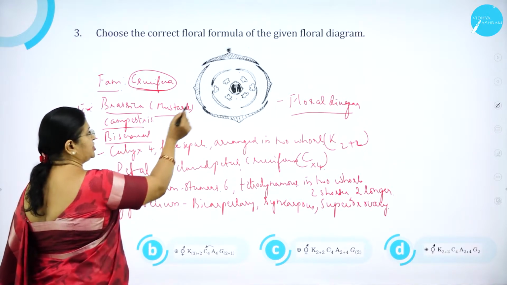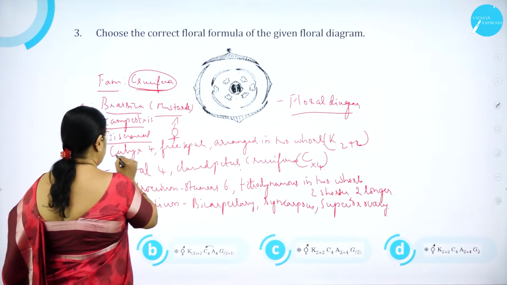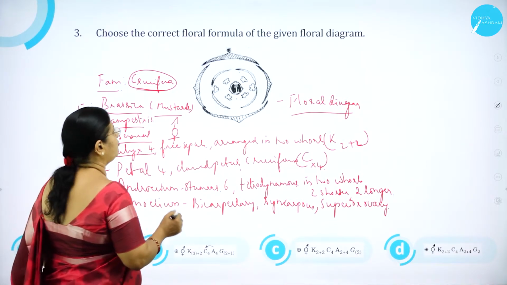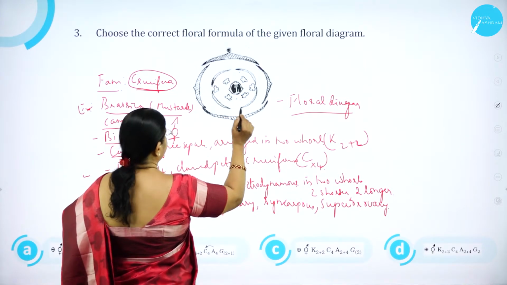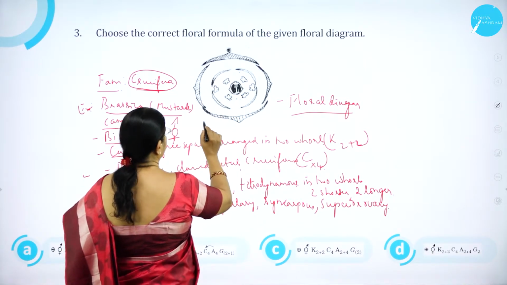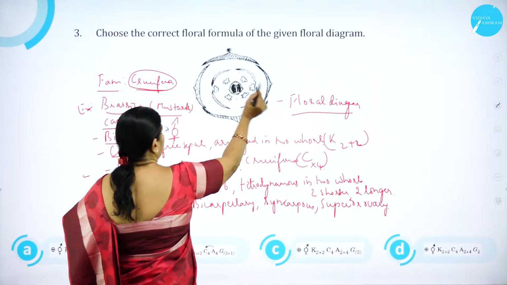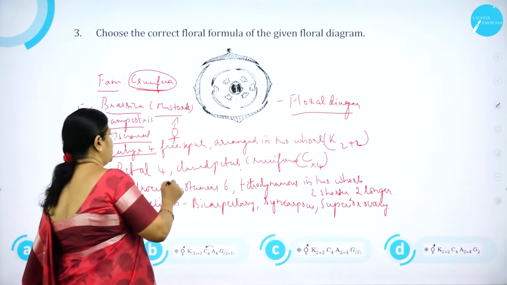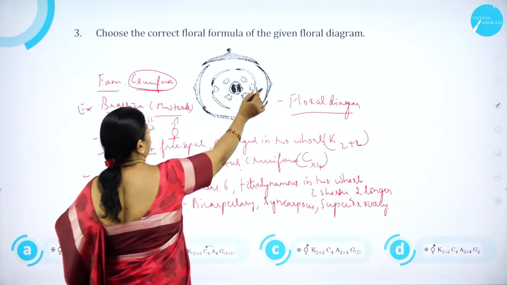So it is bisexual. You can see both androecium and gynoecium. Calyx are 4, 1, 2, 3, 4, arranged in 2 whorls. This is 1 whorl and this is 1 whorl. So calyx 2 plus 2, that is 4.